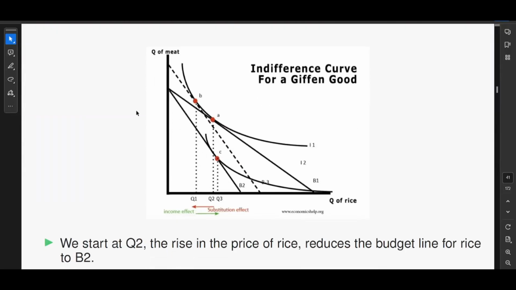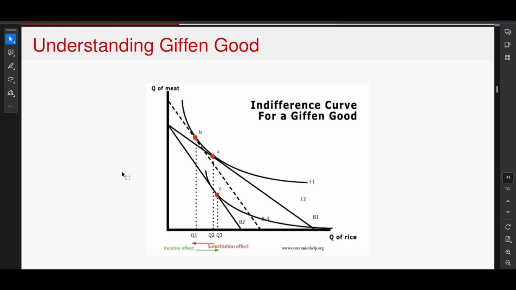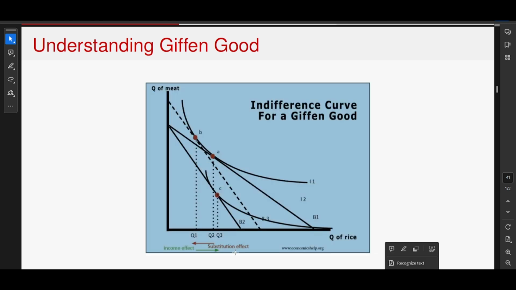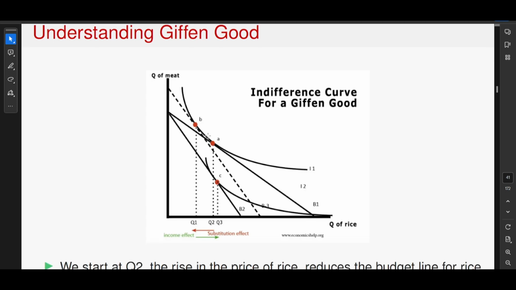Okay, continuing from there, this might come out in the multiple choice. They might show you something like this in the multiple choice. In this case, we see what is happening. We were originally at point A, the substitution effect kicks in at point B, but we now move to point C, which means what has happened? The price of rice has increased, right? But we end up consuming more rice.